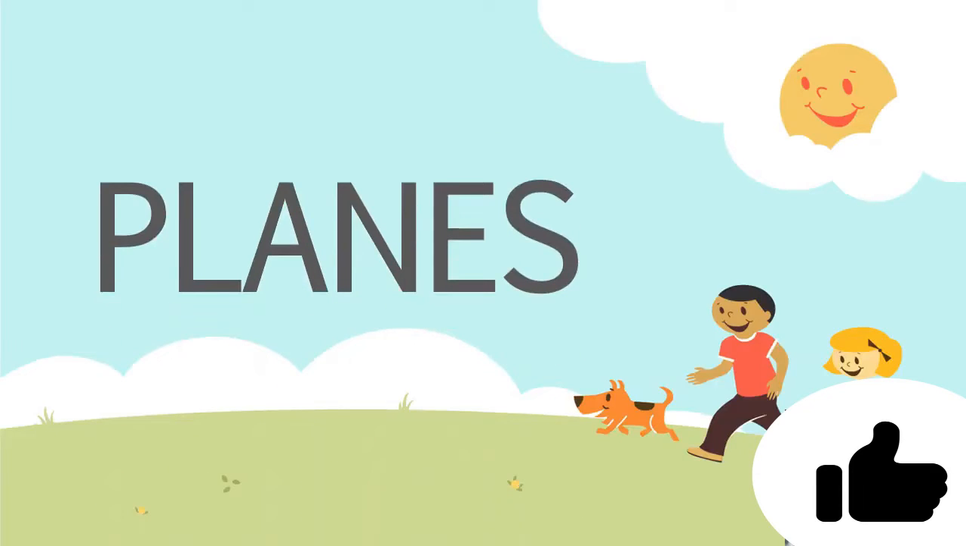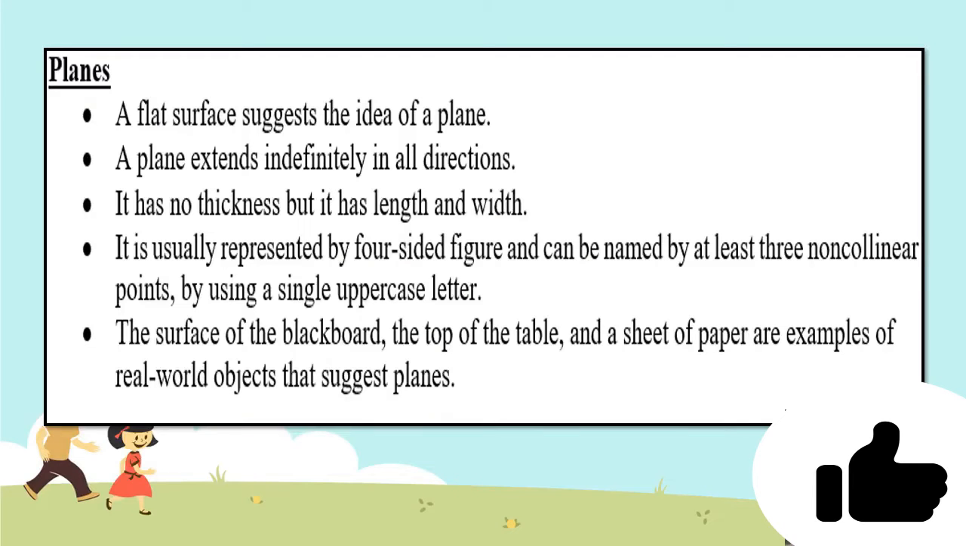Let's go on to the third one. That will be planes. When we say plane, it is a flat surface. As you can see in this figure, it is already called a plane because it is a flat surface, such as in the idea of a plane. Number two, a plane extends indefinitely in all directions. Yes, it could extend in any direction. It has no thickness, but it has length and width.